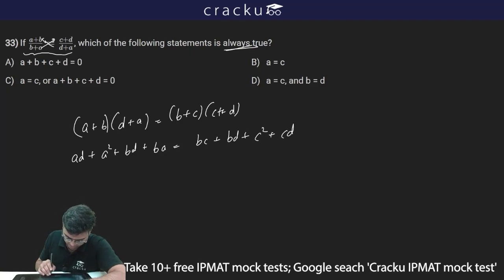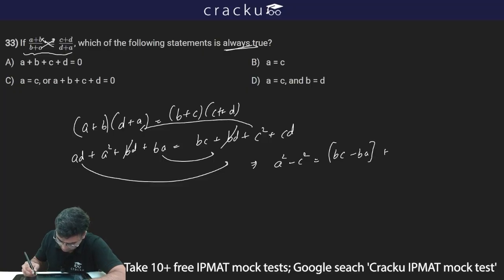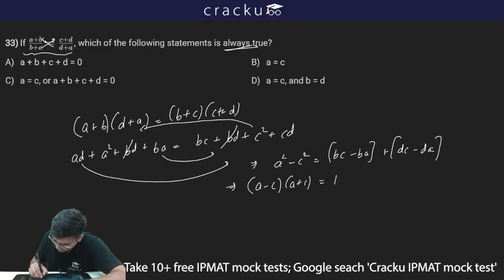Now solving this, bd gets cancelled, so I'll just remove bd. I'll take c² to the left hand side, and ba and ad I'll take to the right hand side. So this equation will become a² − c² equals bc − ba + cd − ad, so dc minus da. Solving this further, it will give me (a − c)(a + c) should be equal to b(c − a) + d(c − a).